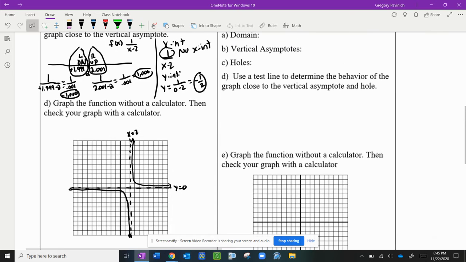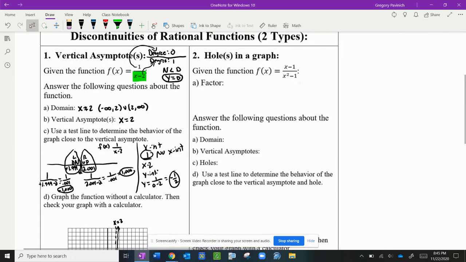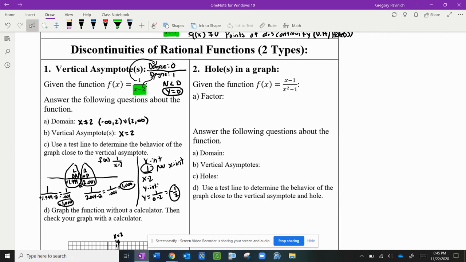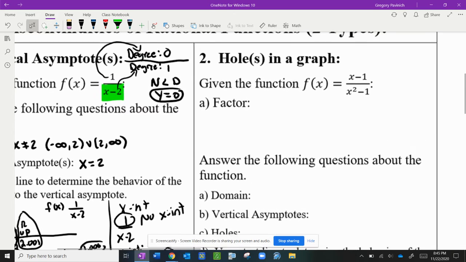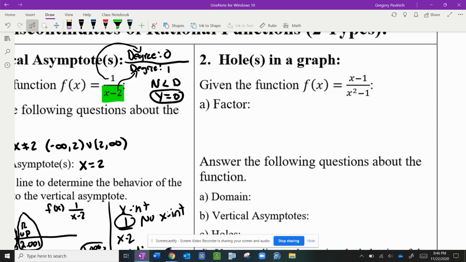Not too bad. Okay. Now my next one is the second type of pointed discontinuity. We're going to go over holes for the first time. Whenever you're trying to find pointed discontinuity, you really want to factor these. We didn't have to factor the last one. So my numerator is x minus 1. My denominator is x minus 1 times x plus 1. Okay? And I notice two things.